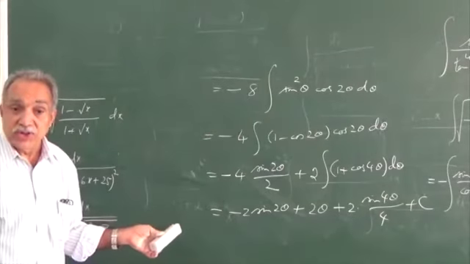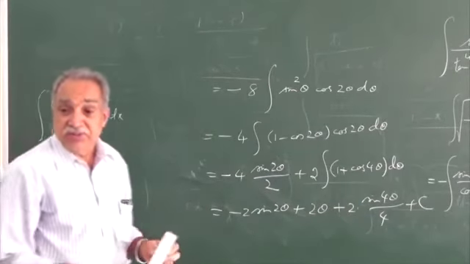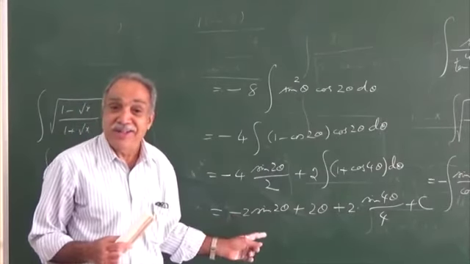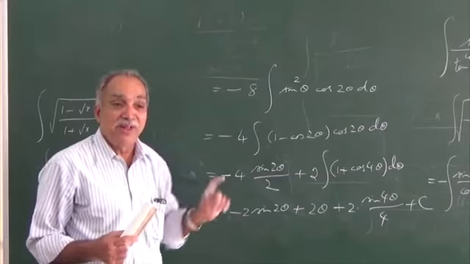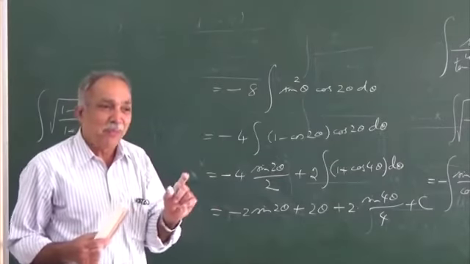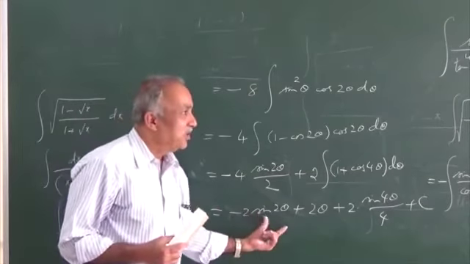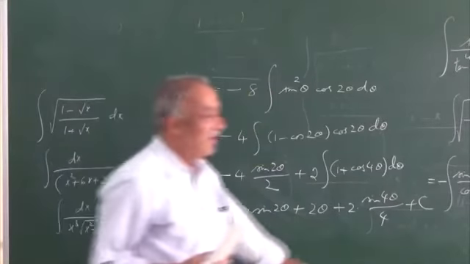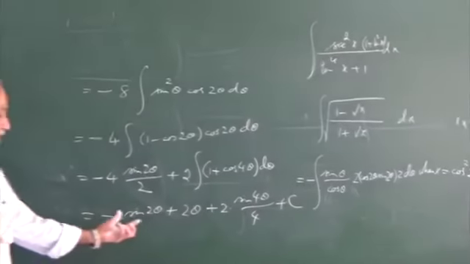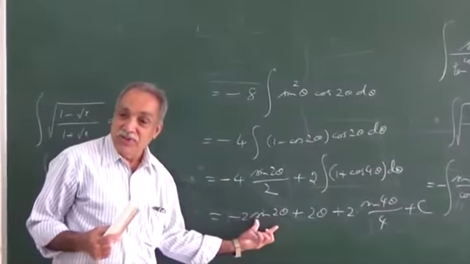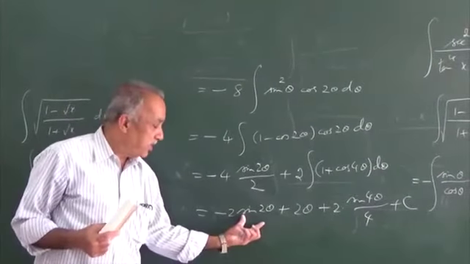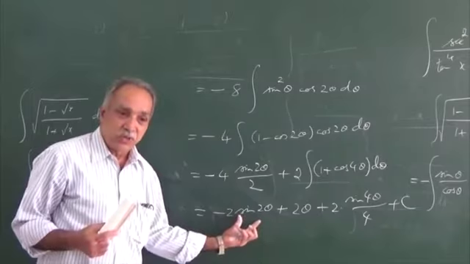Is our job finished? No, integration is finished, but our job is not yet finished. We are supposed to get the integral in terms of the original variable x. That requires some computation. What is sin 2 theta in terms of x? What is our x? Cos square 2 theta. What is this in terms of x? Root of 1 minus cos square 2 theta, which is root of 1 minus x.